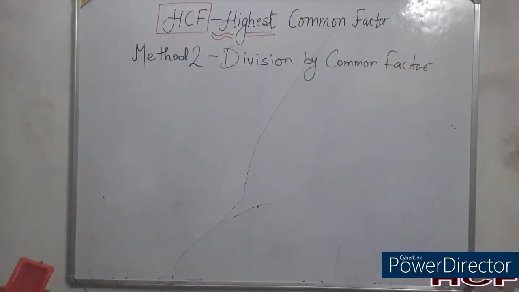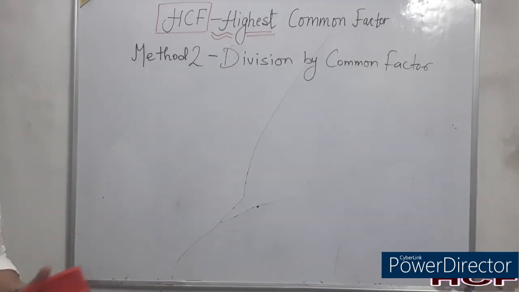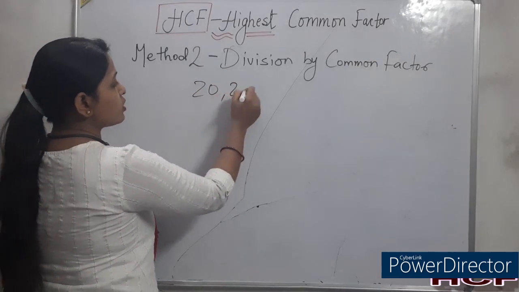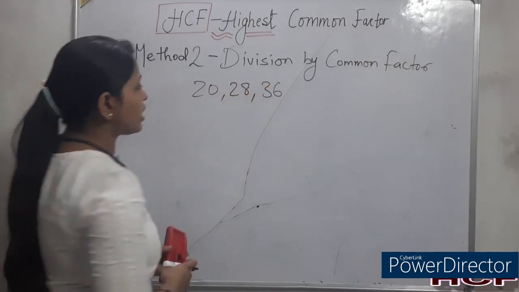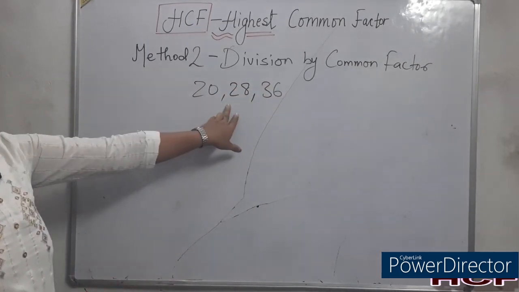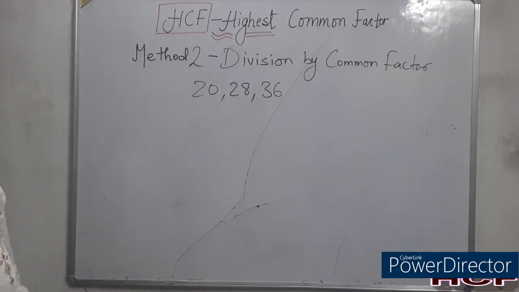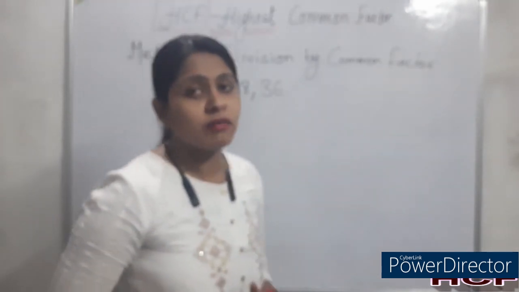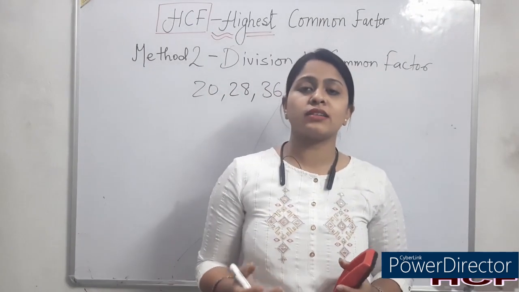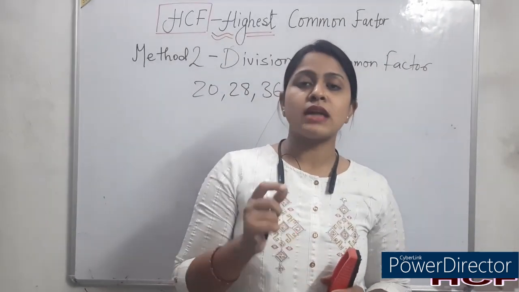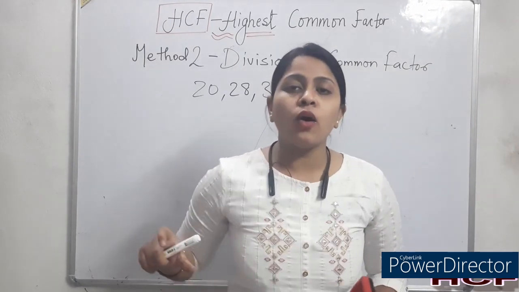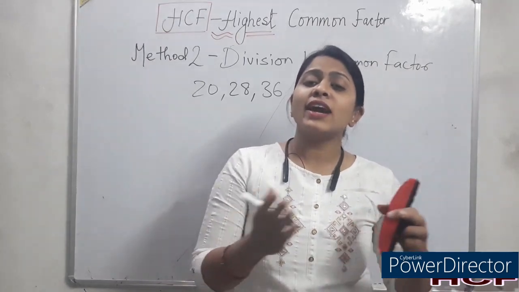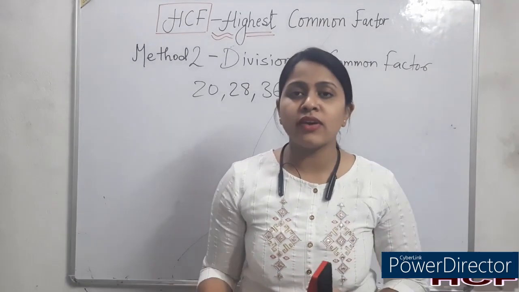So here also we can take numbers like 20, 28 and 36. Okay, here we are observing that there are 3 numbers. Now we have to divide all the given 3 numbers by a common factor. Now what is the common factor? A common factor is something which can divide all the given numbers. Here I am talking about only 3 numbers. We can take 4 numbers also, 5 numbers also.